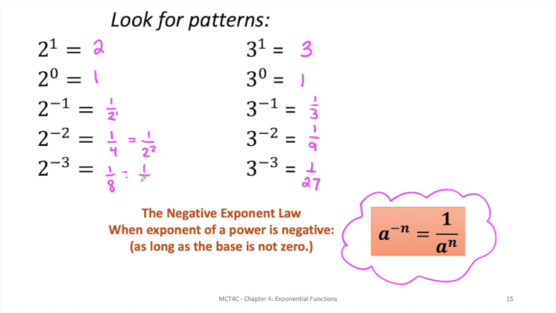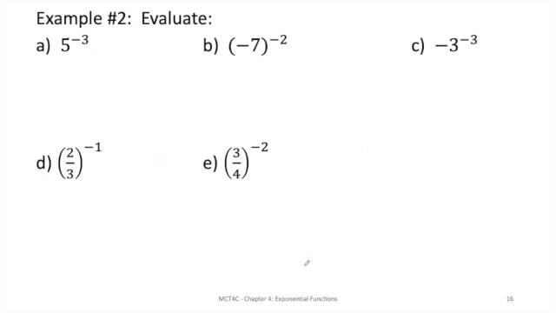This would be 1 all over 2 to the exponent 3. Okay, same here. This would be 1 over 3 to the positive 1, 1 over 3 to the positive 2, 1 over 3 to the positive 3, using that negative exponent law. Okay, so we'll go over some examples there.